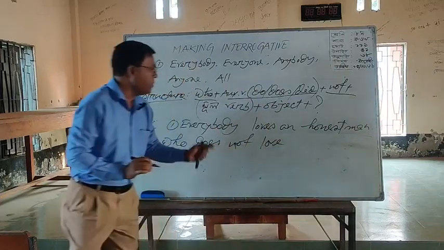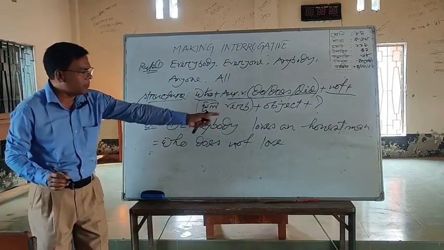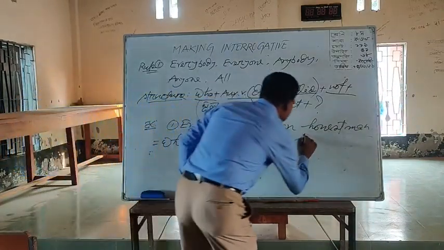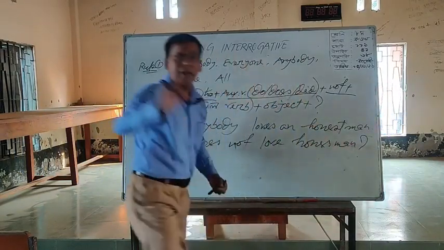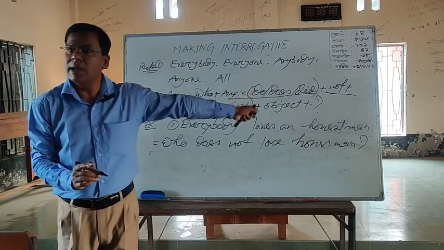Okay, after writing love, then we will use the object. What is the object here? Honest man. So, honest man. And note of interrogation, never forget to use the note of interrogation after the end of the sentence.